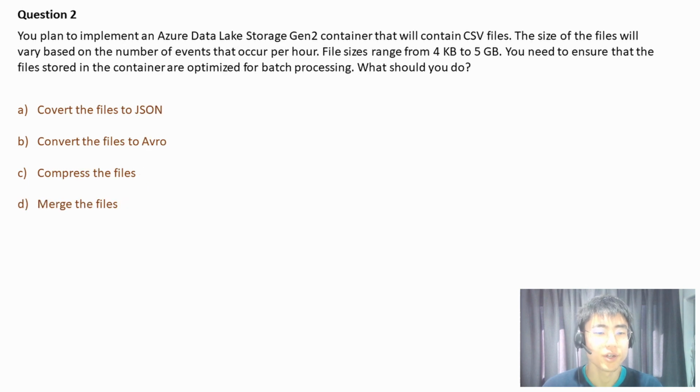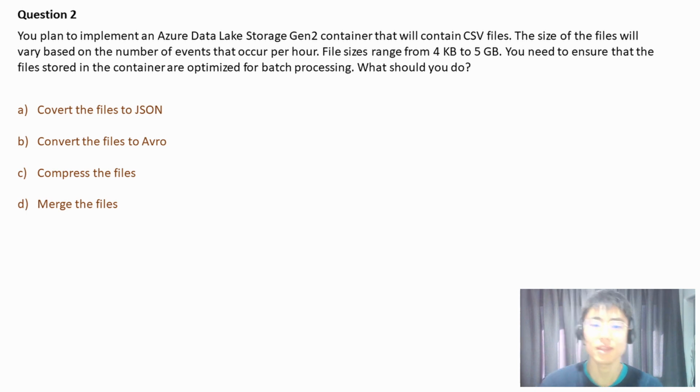Question 2. You plan to implement an Azure Data Lake Storage Gen 2 container that will contain CSV files. The size of the files vary based on the number of events that occur per hour. File sizes range from 4 kilobytes to 5 gigabytes. You need to ensure that the files stored in the container are optimized for batch processing. What should you do?